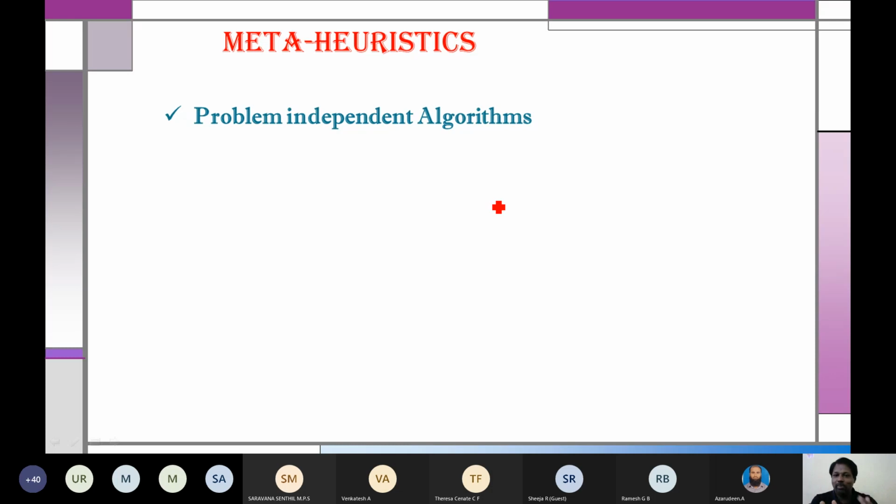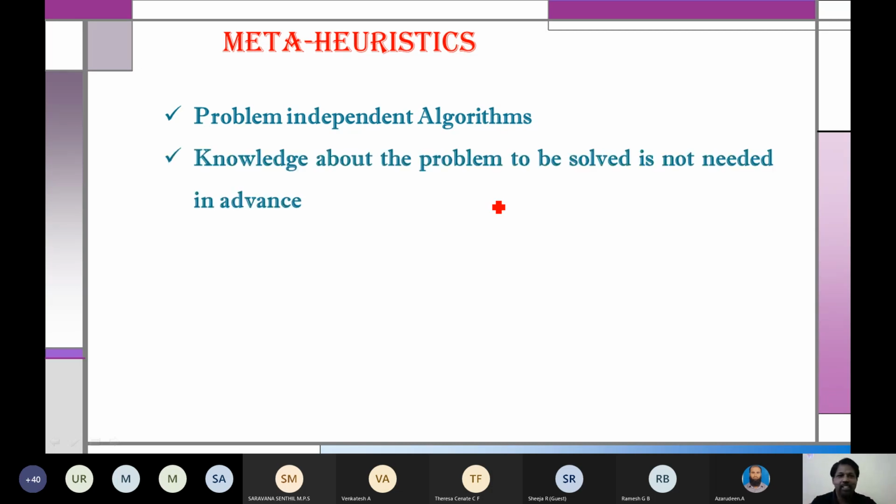So I can use this algorithm for economic load dispatch. I can use the same algorithm to go for optimal power flow. I can use the algorithm to locate the FACTS devices. I can use the same algorithm to reduce the harmonics, because when you go for power electronics, we have something called a selective harmonic elimination technique. So I can use the same optimization there also. So this is problem independent. Okay, and we don't want to know exactly about the problem.